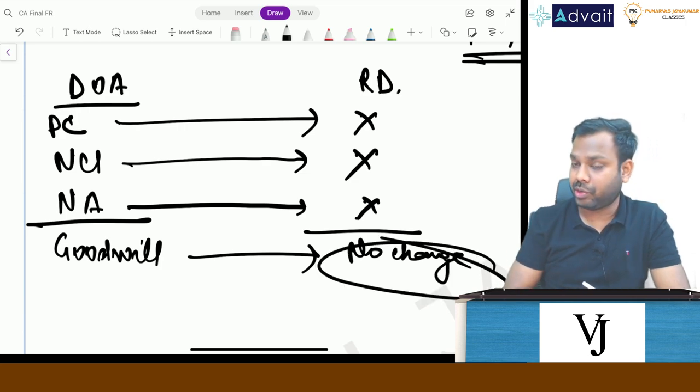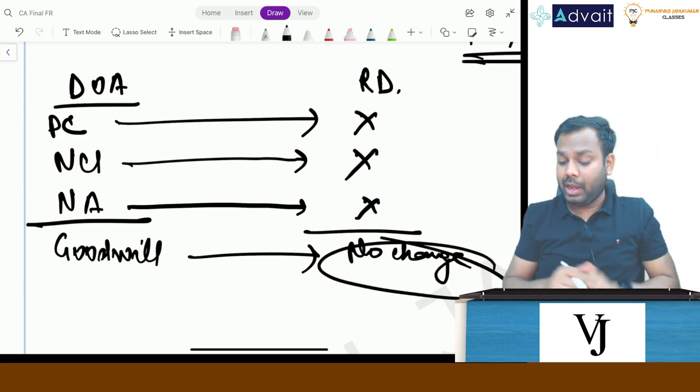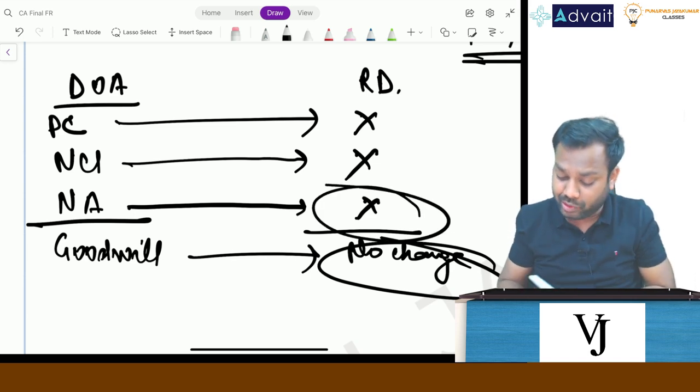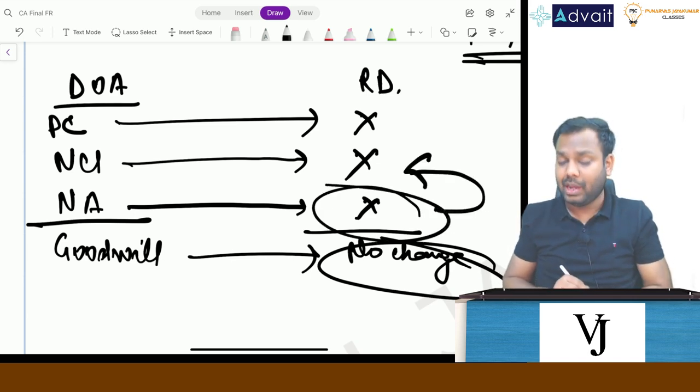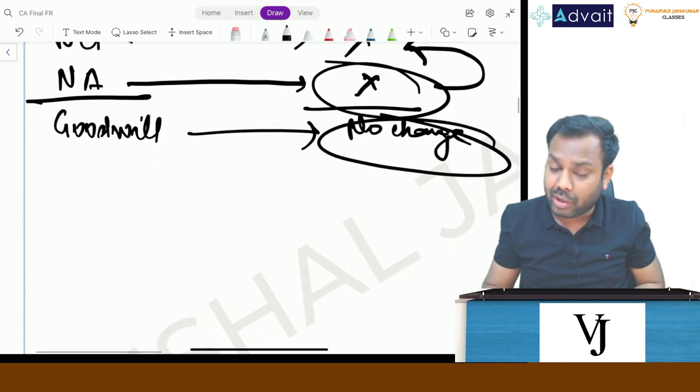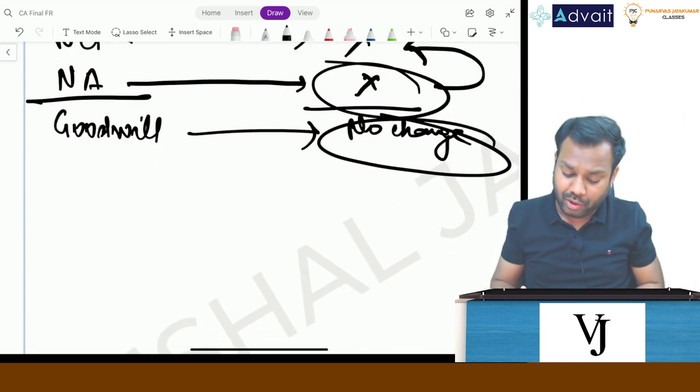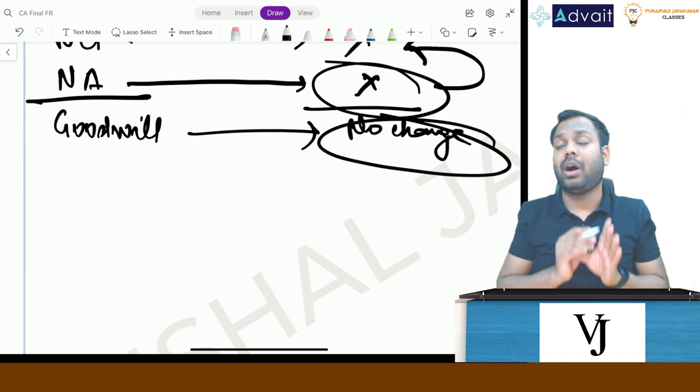Will goodwill change? No change. But now one more thing. Even if the net asset would have changed, and with regards to that, NCI would have changed, would goodwill have been changed? Can we say goodwill would have been changed? No, goodwill would not have been changed.